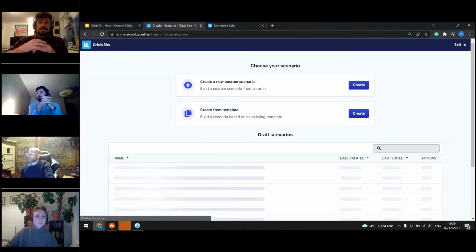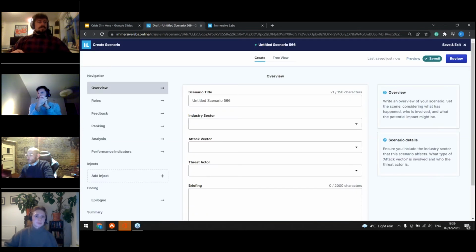The other very simple option, instead of creating from one of our templates, is to use this content builder tool to create a scenario from scratch. This hopefully is quite a self-explanatory process, where you've got a list of drop downs and boxes on the left. You've got some fields in the middle of the screen to populate, and then you've got some descriptions on the right-hand screen as to what should go in those boxes.